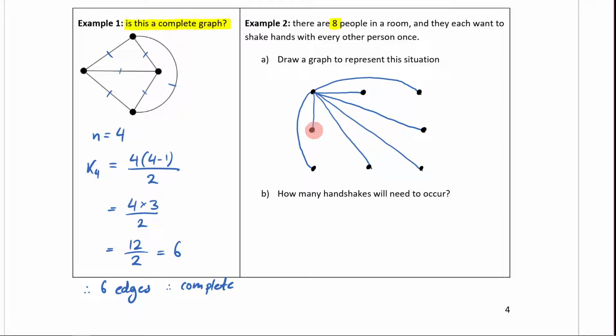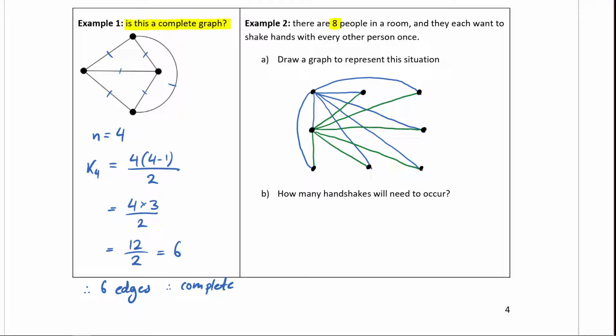Now, I want you to see what happens when I go on to my next person. So when I come to my next person here, well, I've already got a connection back to the first person, so I don't need to draw that again. So now I'm going to go 1, 2, 3, 4, 5, 6. What did you notice about the amount of edges that time? It was one less than the first one, wasn't it?